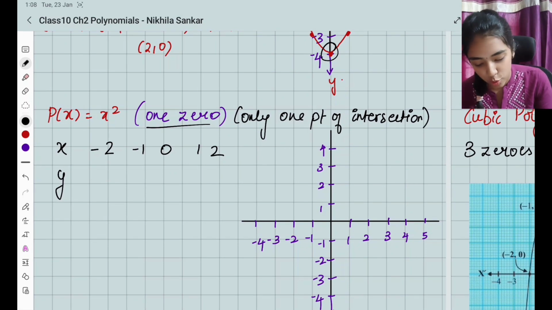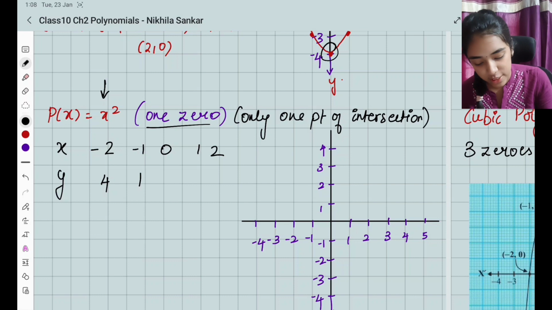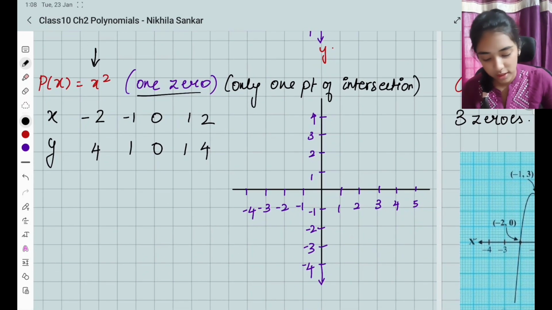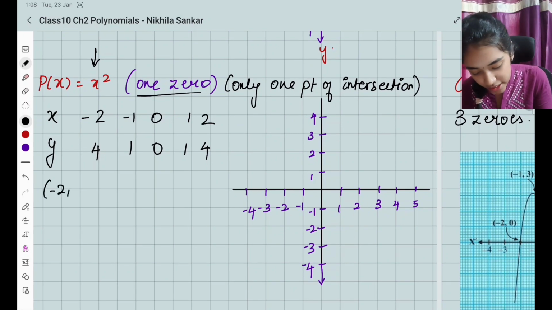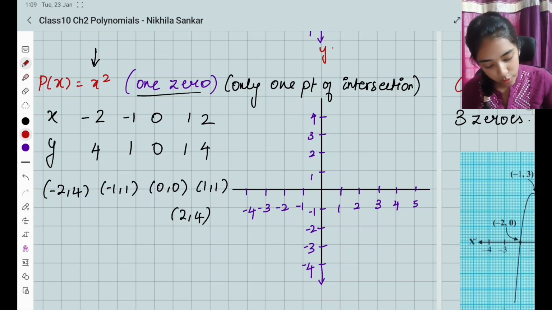Okay, so இப்போ -2 போட்டா I have 4, -1 போட்டா, this is the equation, x square ல -2 போட்டா I'm going to have 4, then -1 போட்டா 1, 0 போட்டா 0, then 1 போட்டா 1, 2 போட்டா again it's going to be 4. Okay, so now let's plot the graph. என்னென்ன solutions இருக்கு? I see -2, 4, -1, 1, 0, 0, 1, 1 and 2, 4. Okay, the plot பண்ணலாமா? So இப்போ -2, 4 எங்க இருக்கு? -2, 4 is going to be over here. Then -1, 1, -1, 1 is this. 0, 0, then 1, 1, 2, 4.